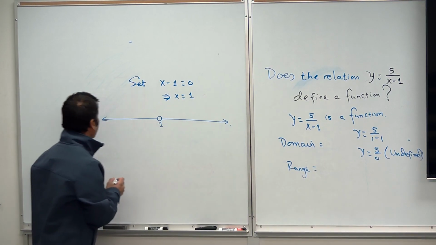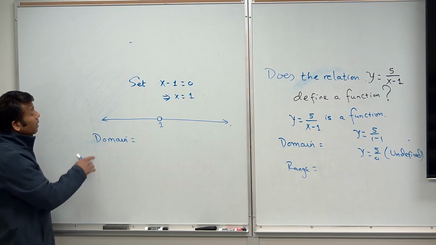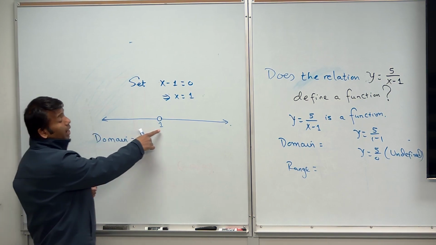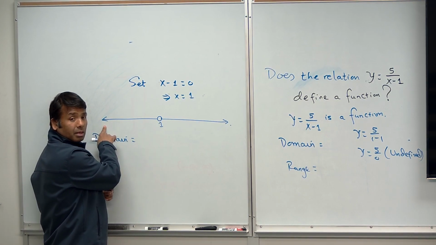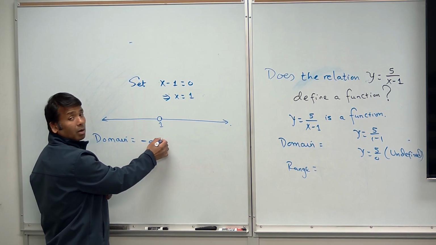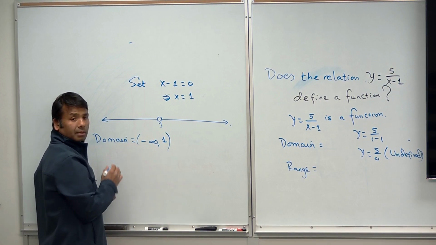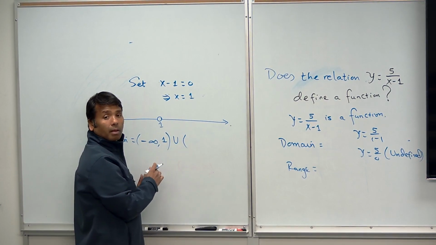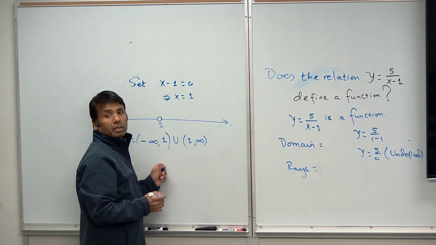So now what will be the domain here? Now can you tell me what will be the domain? You cannot include 1, okay? So I made a hole here. You see that? So it can be any number from negative infinity, comma 1. Is that right? But you cannot include 1, so you have to put parentheses. Union, yes, union 1, comma positive infinity. This is the domain.